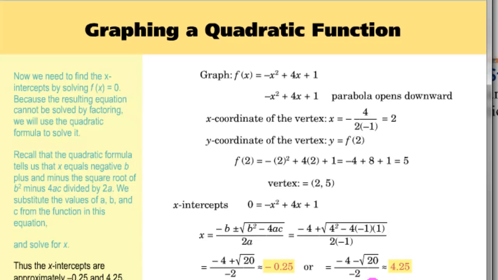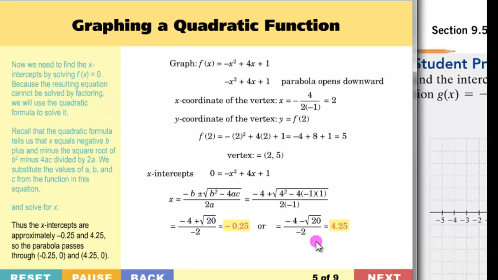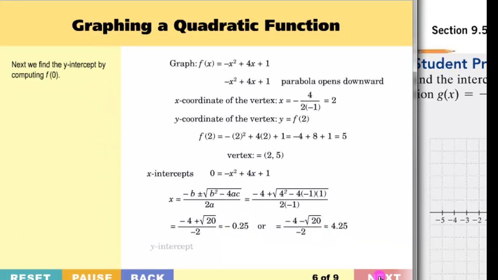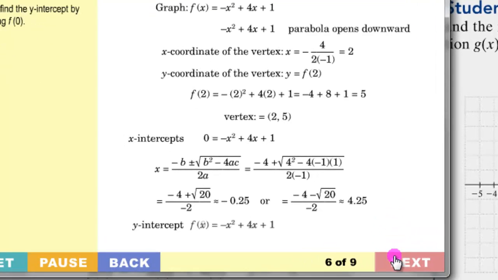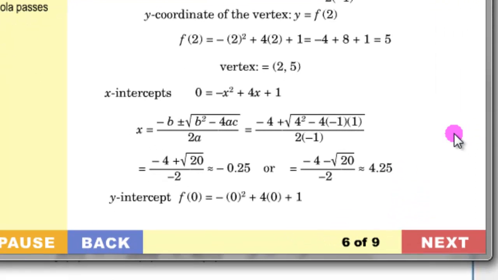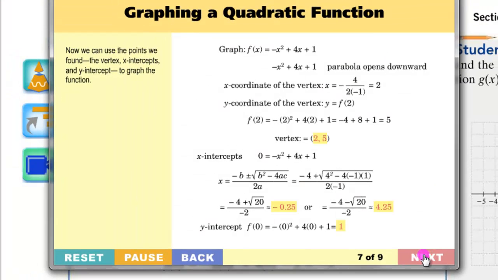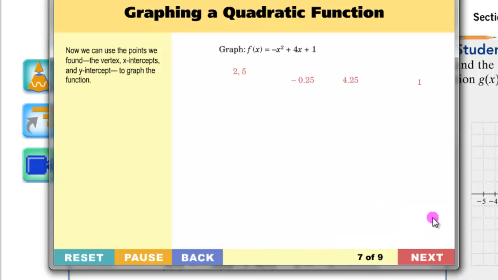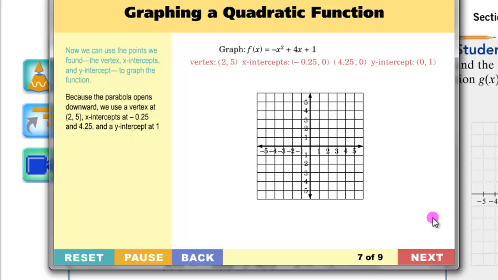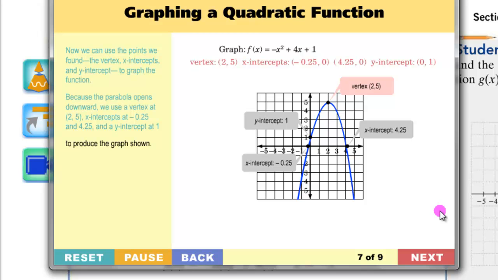Thus, the x-intercepts are approximately negative 0.25 and 4.25. Next, we find the y-intercept by computing f of 0. Substituting 0 for x in the function gives us a y-intercept of 1. Thus, the parabola passes through 0, 1. Now we can use the points we found, the vertex, x-intercepts, and y-intercept, to graph the function. Because the parabola opens downward, we use a vertex at 2, 5, x-intercepts at negative 0.25 and 4.25, and a y-intercept at 1, to produce the graph shown.